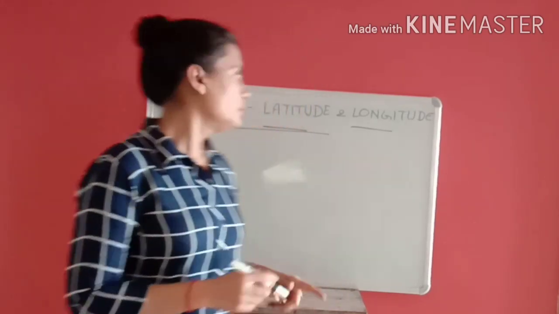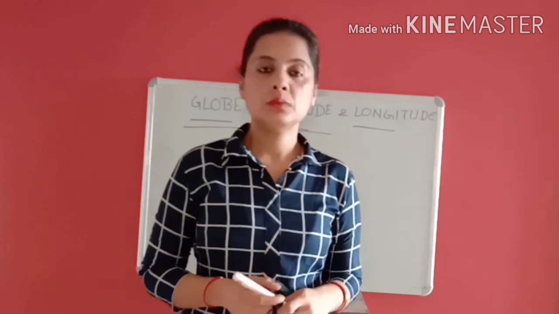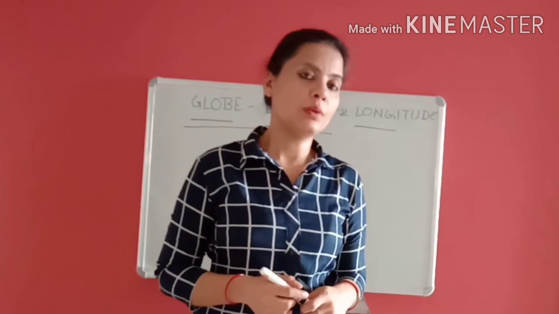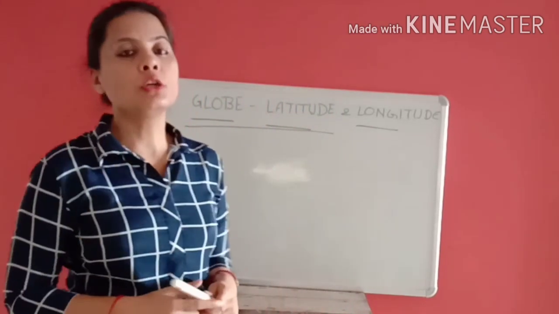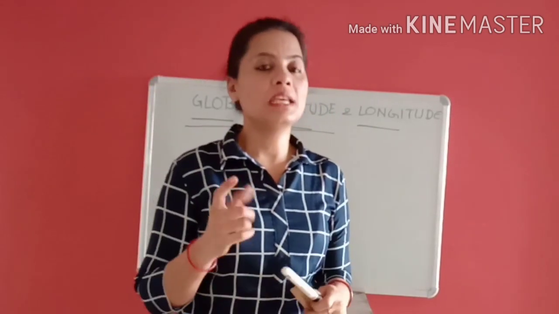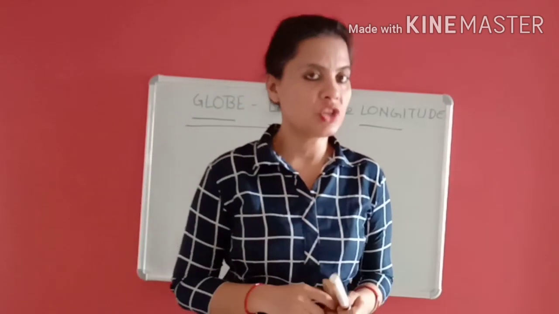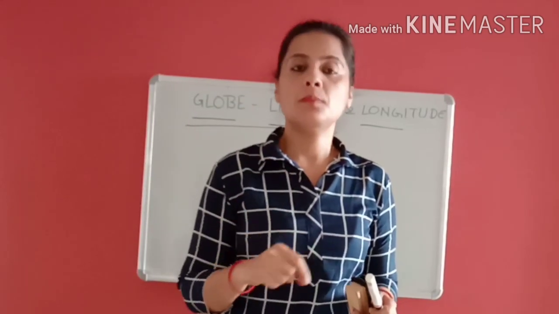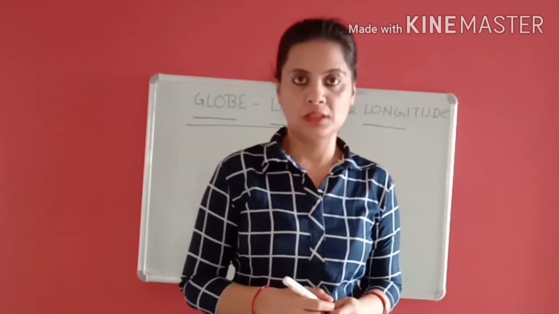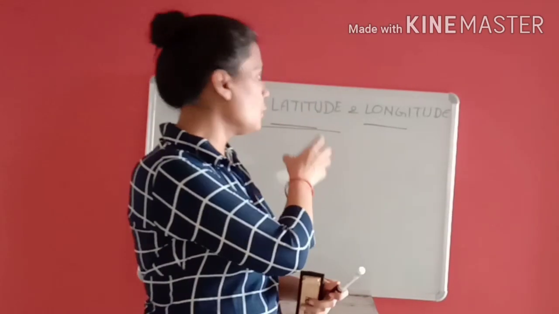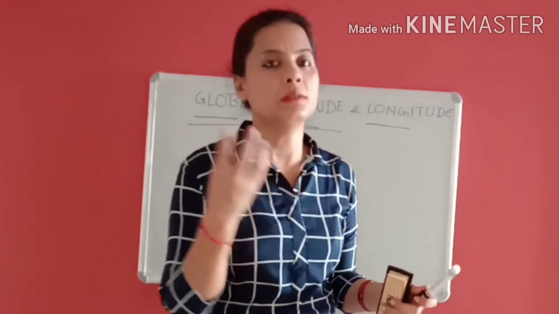Next topic is latitude and longitude. There is a question, why are we studying about latitude and longitude? What are the uses of this? Latitude and longitudes are used to locate any place on the earth's surface. As all of you know, earth is spherical in shape. Because of this spherical shape, it is very difficult to locate any place on the earth's surface. So with the help of latitude and longitude, we can locate any place in an easy and simple way.